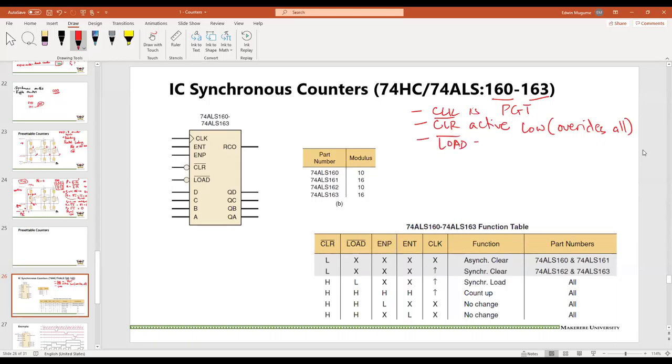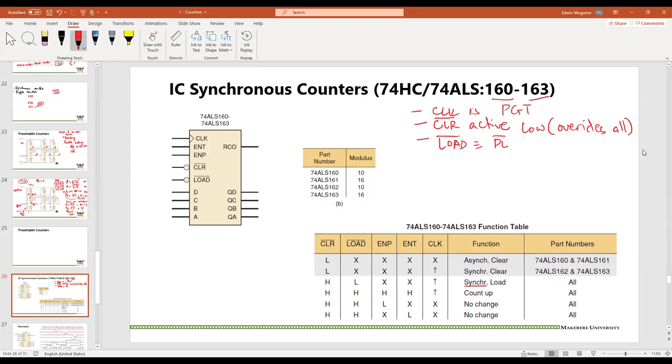This is the same as the parallel load that we have seen. It is also active low, but it does not override the clear, though it might override some other things. So you can load. A load essentially is synchronous. It cannot be asynchronous. It is always synchronous.